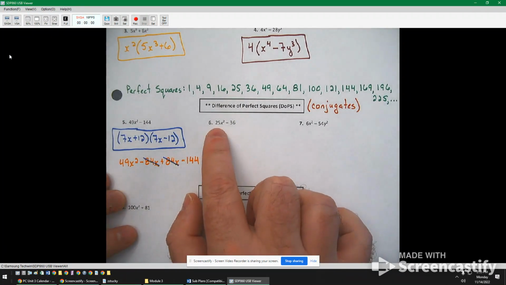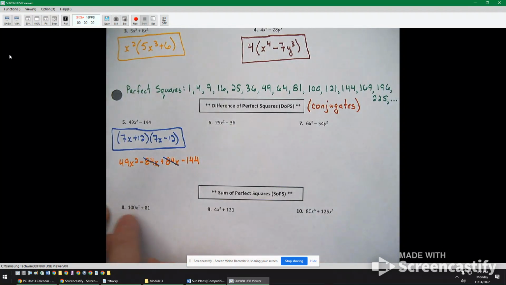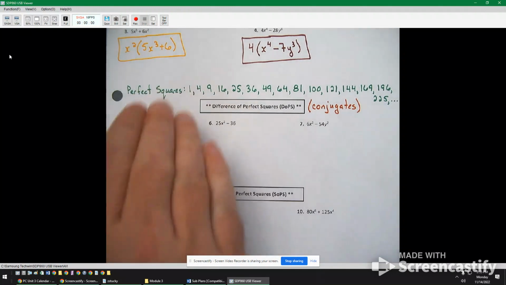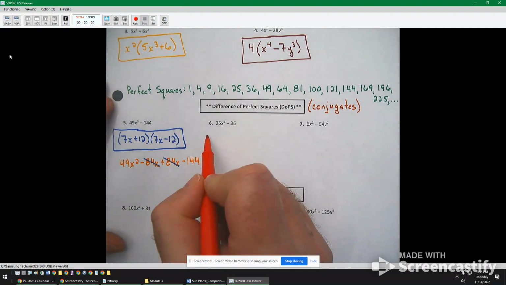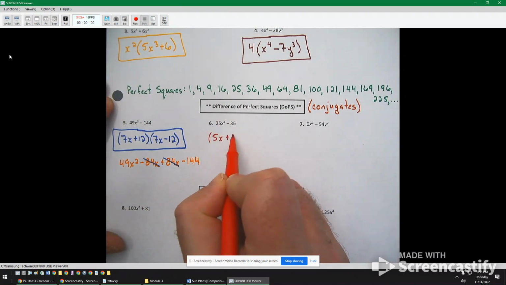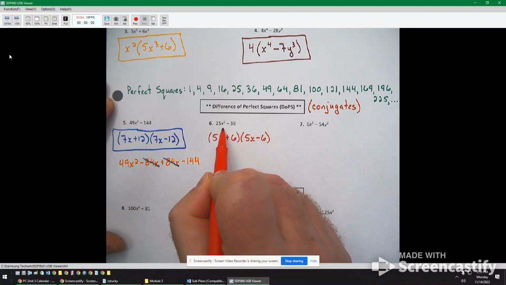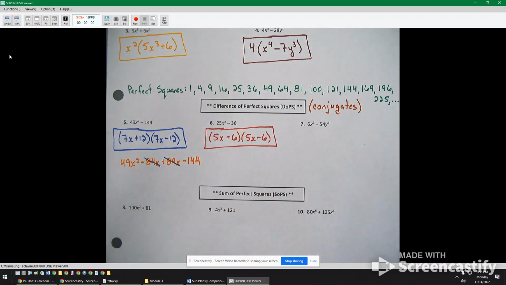I know that I'm in DOPS because what's special about 25 and 36? What's special about 1 and 81, or 4 and 121, and 49 and 144? These are all perfect squares. But we're going to talk in a second about what makes a sum of perfect squares different than a difference of perfect squares. So if I'm going to do a difference of perfect squares, we know it's going to be 5x, and one of them is going to be positive. It's going to be 5x, and one of them is going to be negative. I got 6 and 6 because 6 times 6 makes 36.